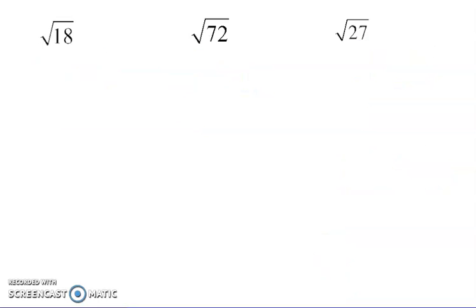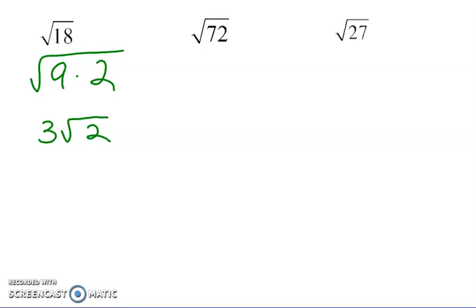So if we look at the square root of 18, what's the largest perfect square that goes into 18? Nine times 2, 9 being the perfect square. We know the square root of 9 is 3. We don't know the square root of 2 because it's not perfect. So we leave it as 3 square root of 2.